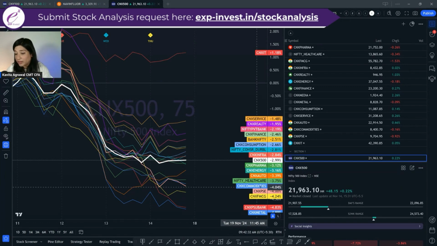Realty sector looked better than infra. I also expect auto to do better, even though auto was pretty beaten down this week. I expect FMCG to continue to decline. I expect the consumption sector to continue to decline, consumer durables to probably decline.